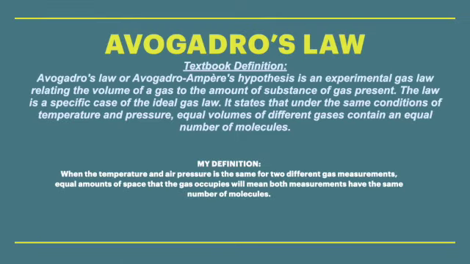Avogadro's law, or Avogadro's Ampere's hypothesis, is an experimental gas law relating the volume of a gas to the amount of substance of gas present. The law is a specific case of the ideal gas law. It states that under the same conditions of temperature and pressure, equal volumes of different gases contain an equal number of molecules. So, that's a lot to take in.